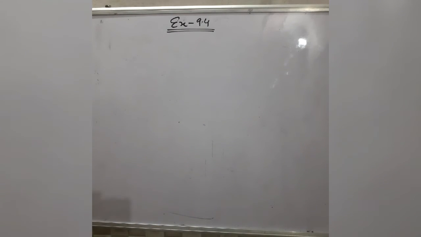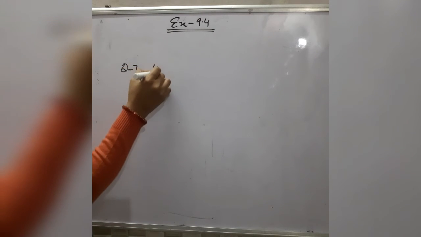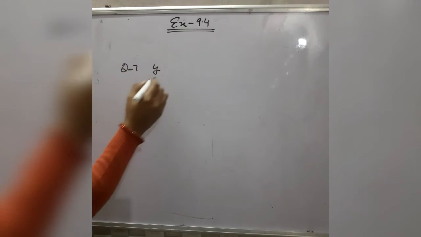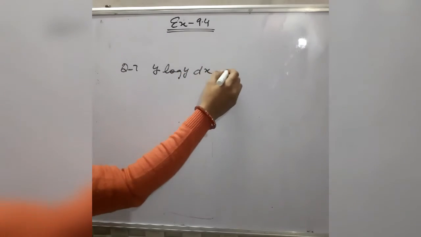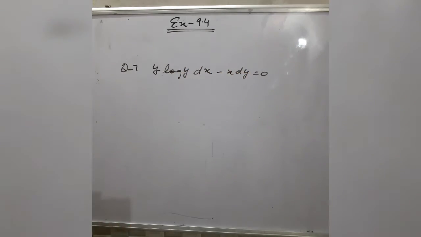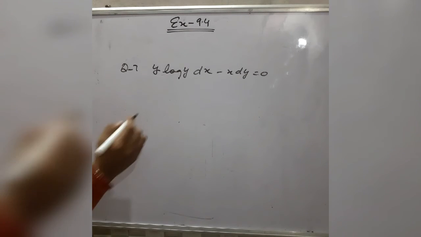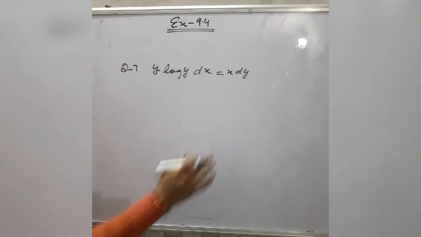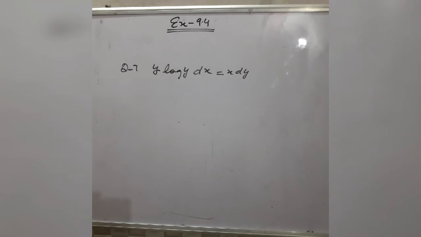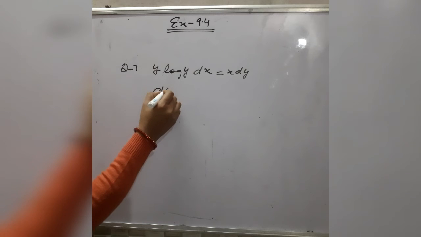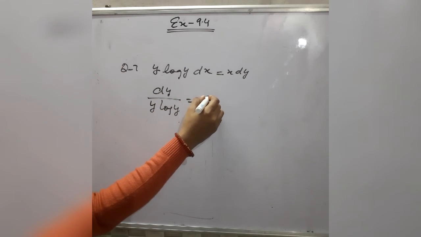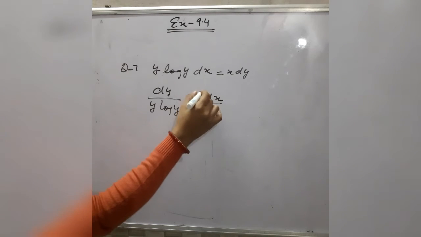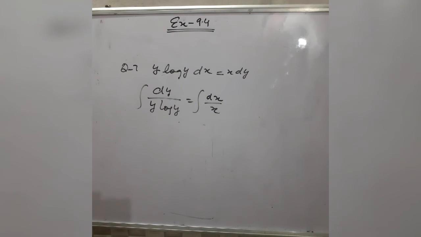In question number 7, the given differential equation is y log y dx minus x dy equals 0. So here also we will separate the variables. Firstly, shift this minus x dy to the other side, it becomes plus x dy. Now terms containing the y variable on one side, so dy by (y log y) is equal to dx by x. Next step, taking integration on both sides.